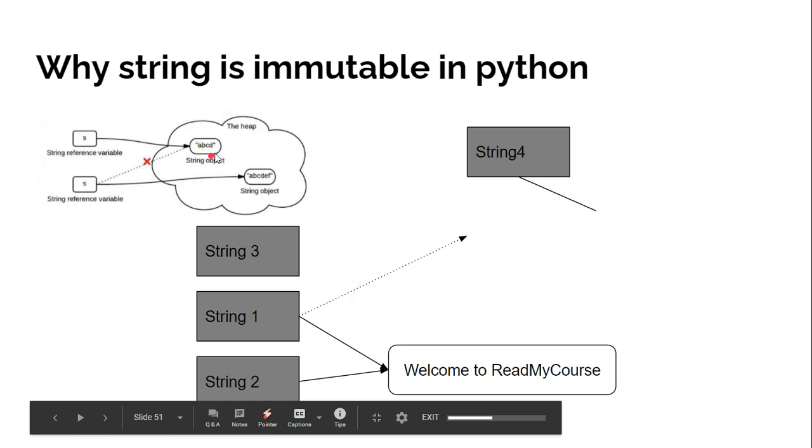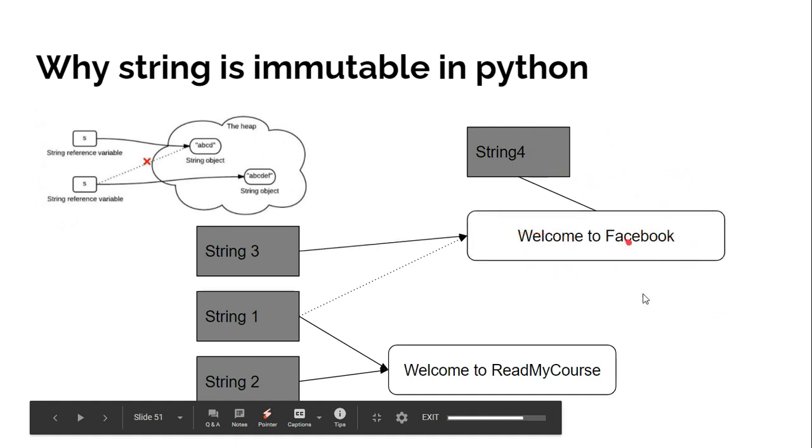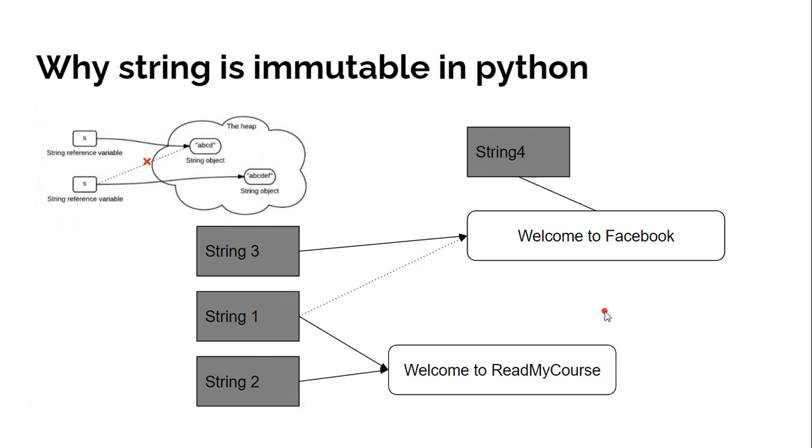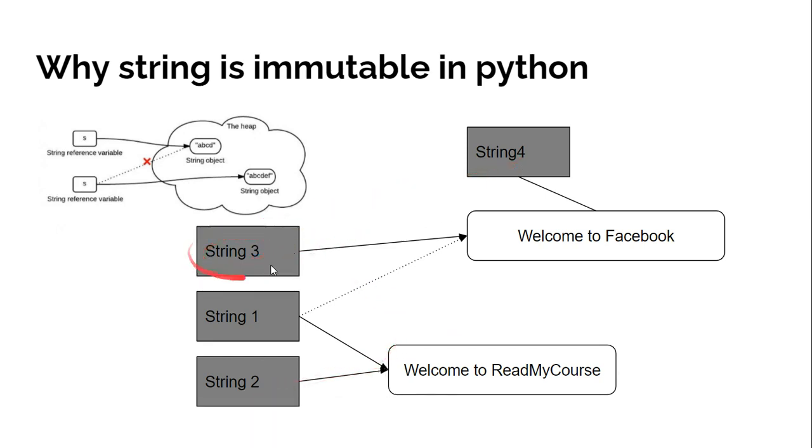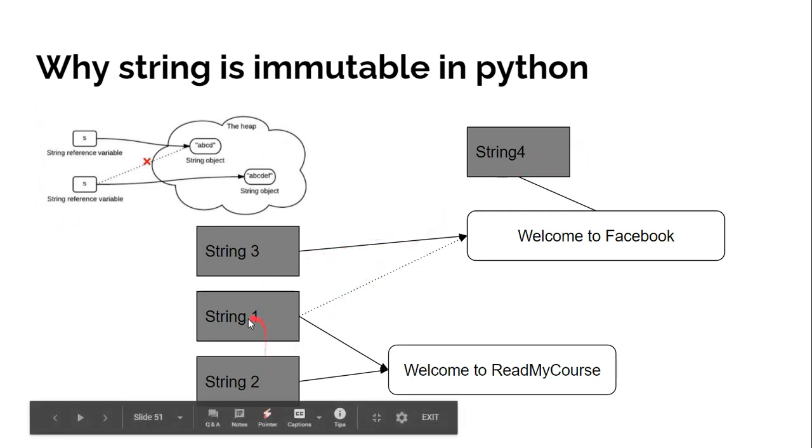So suppose that you have two strings. First is "welcome to Facebook" and second is "welcome to read my course". You have created two strings in your program and the variable names are string 4, string 3, string 1 and string 2. Don't go by the rules of variable declaration, these are wrong variable names, but just consider that these are the variables string 1, string 3, string 4 and string 2.